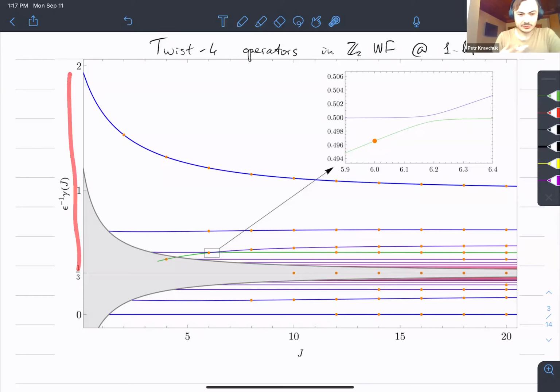The vertical axis is anomalous dimension, or you can think about this as basically twist shifted by some number. The horizontal axis is spin. Orange points are just the local operators. They're twists of local operators. So for example, at spin 2, there's just one twist 4 operator. Twist 4 just means that the twist is close to 4. So if you take this number here, multiply it by epsilon, and add 4, this is the physical twist.